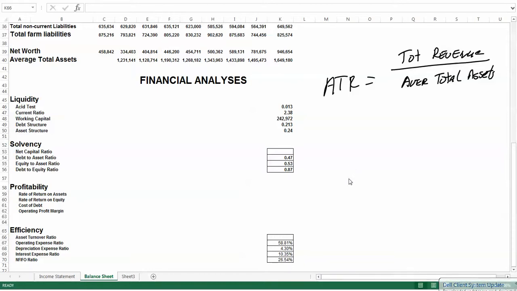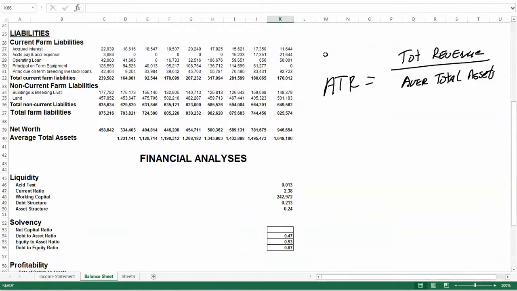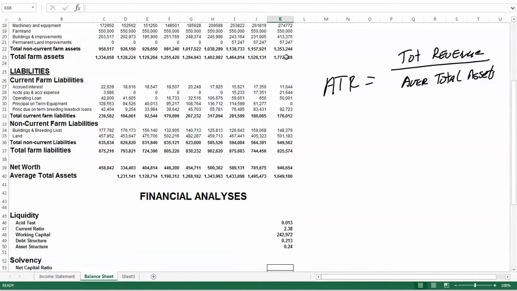Average total assets is simply the idea of the beginning assets of the year and the ending assets of the year divided by 2. Now, I added a line in this spreadsheet that shows the average total assets for each year. This 1,649,000, that number is actually equal to total assets in this year plus total assets in the previous year divided by 2.